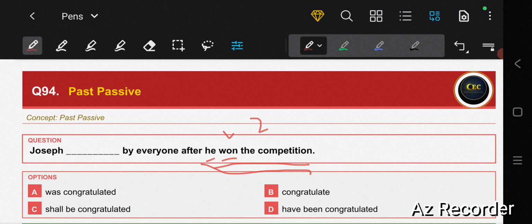Yeah, past. So this is not the first one. This is not the first one. This one is also not the past one. So easily we have caught that this one is the past one. And it's in the passive structure. There is the helping verb "was". It comes after Joseph and "congratulated". It's the P3. Okay. So this is the correct option.